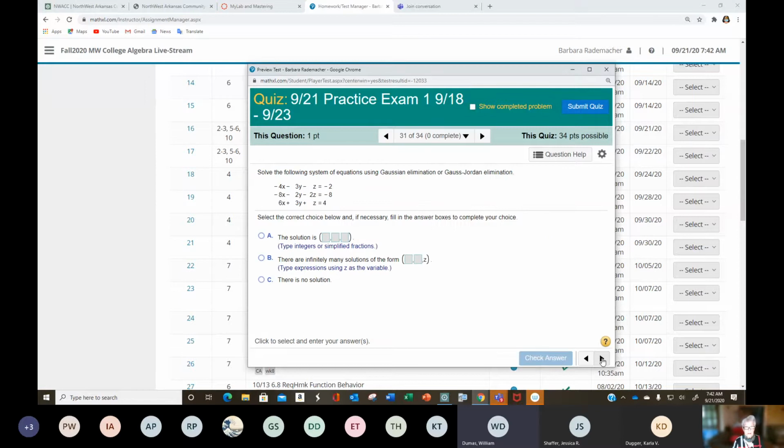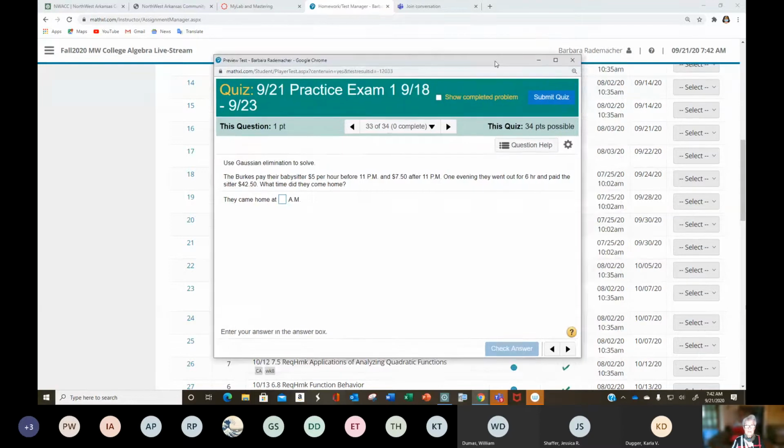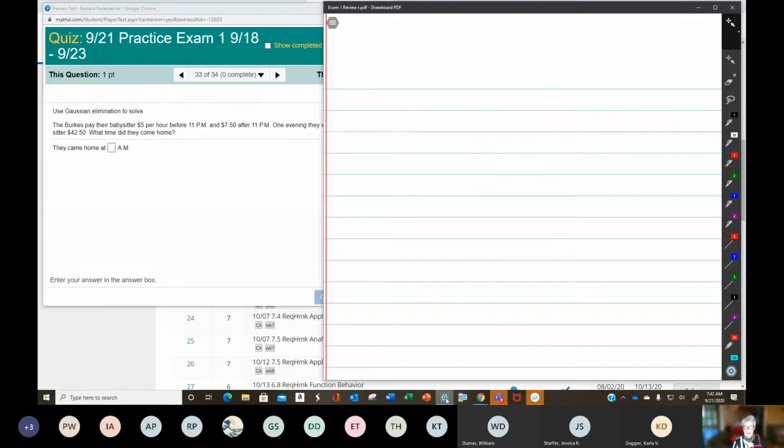All right, there's a regular matrix, and we did that. And another matrix. And here is a word problem. We'll do that. Let's see what 34 is. And 34 is another one. Okay. Now it says use Gaussian elimination. So we're going to do that.